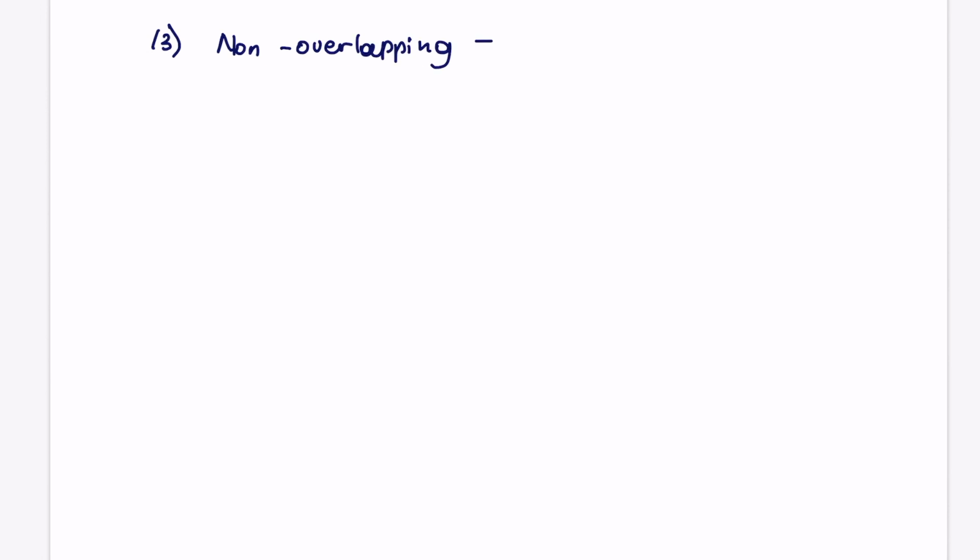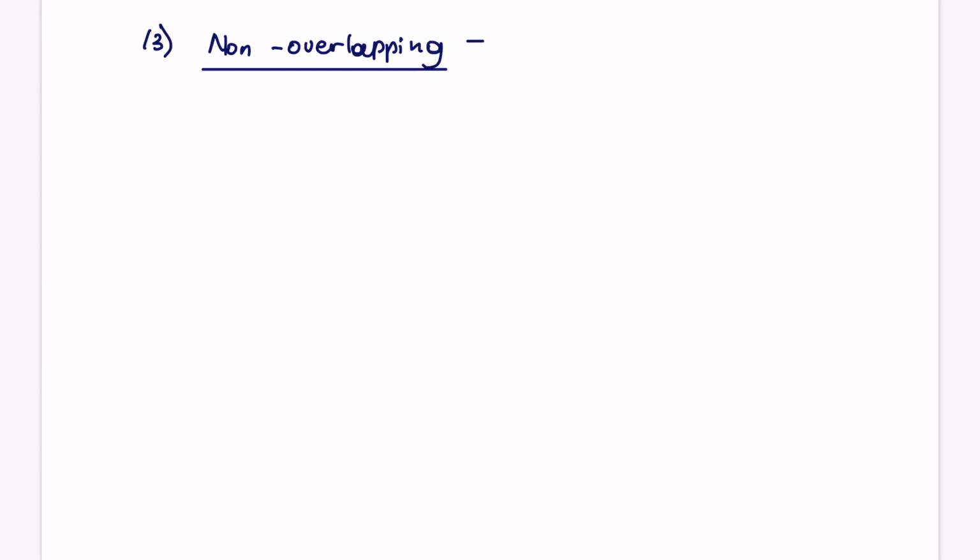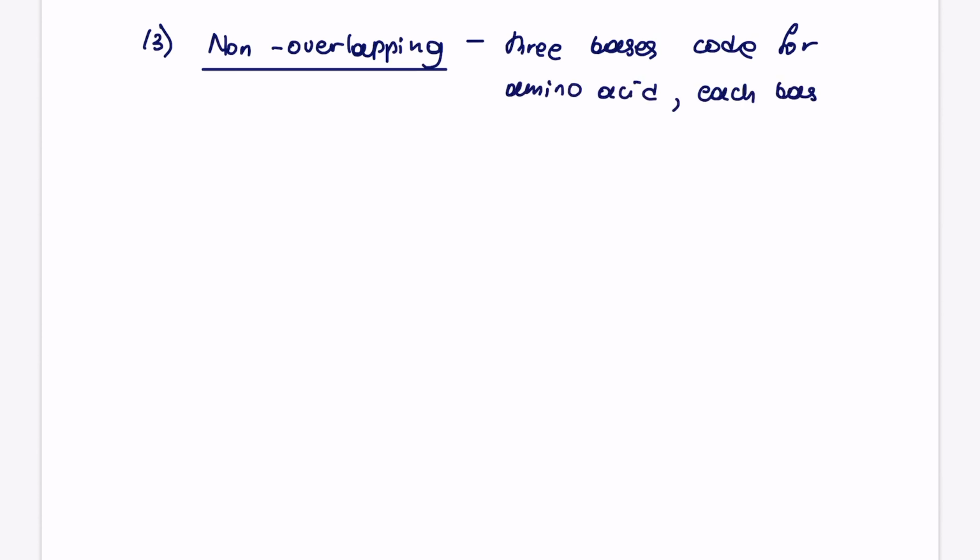And the third and final feature of the genetic code that you need to know is called non-overlapping. And non-overlapping means that 3 bases code for one amino acid. There is no overlap between them, and each base is used once per codon.